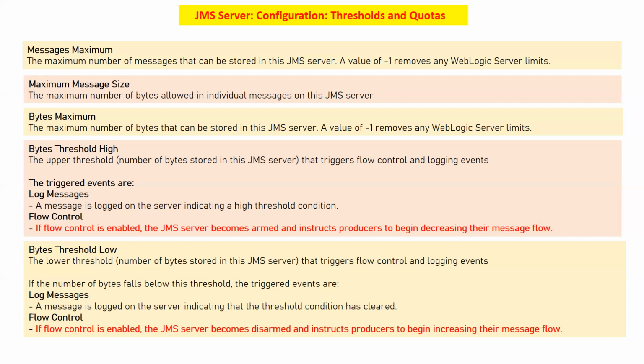You may increase the flow of control. So at that time, based on the condition of messages maximum flow or messages low, your producer may be sending 200 messages. In that case, once your destination is unarmed, then your producer may send 300, 400, or 500 messages if the byte threshold low is reached.